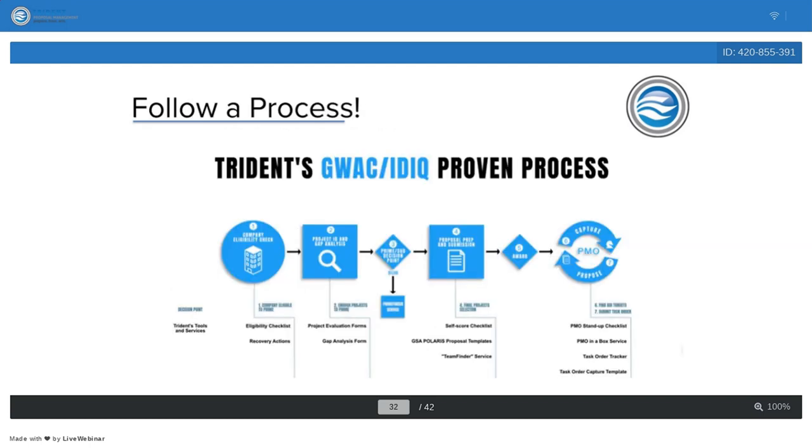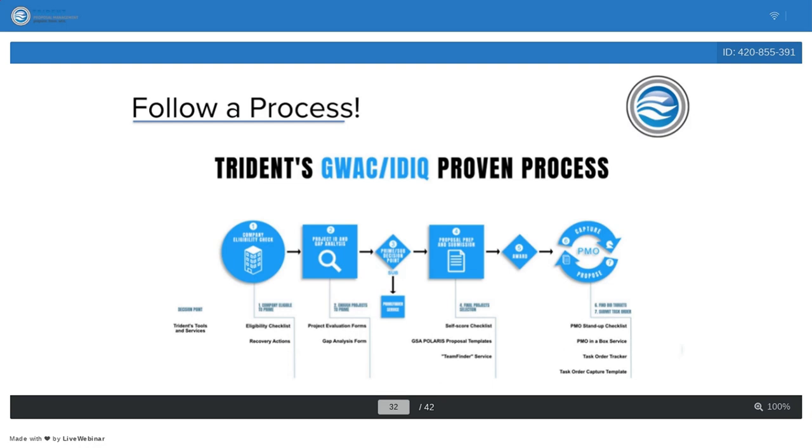Trident happens to have a very solid process that is repetitive. This slide I'm showing is on how to qualify for the GWAC. We showed you this slide when we were talking about how to bid Polaris: making sure you met your eligibility, going through your gap analysis to understand how you were best qualified, understanding how you make your primary bid decision, then submitting the proposal, going through the award, and then, at the very end, the PMO. So that's what we're talking about today.